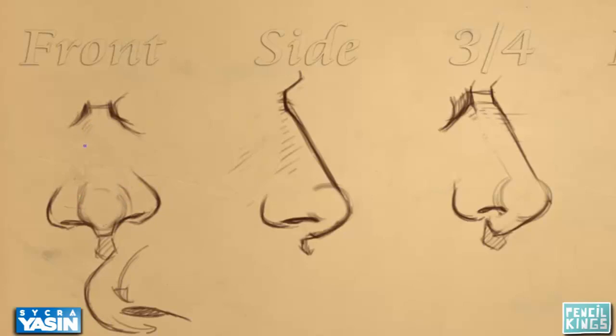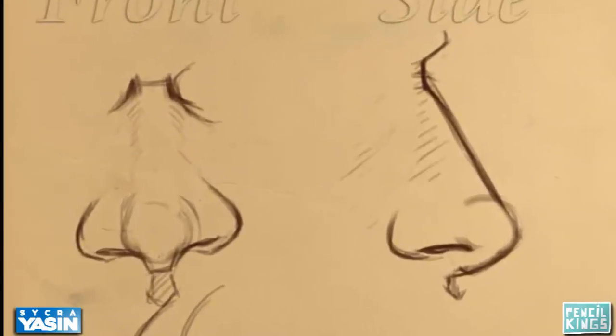With a few lines I can indicate where the bridge of the nose is. And by drawing little marks like this instead of a line like this or like that, you can give a softer feel for how the nose curves down and then blends into the cheek.